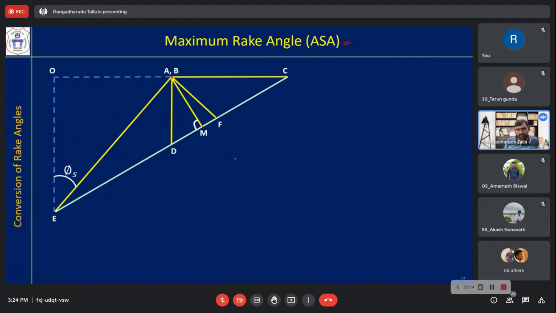Now let us consider this triangle BDC. So this is gamma max. Now what is gamma max? It is the angle between BM and AM. If you view the triangle ABM, this angle is the maximum rake angle that is possible.